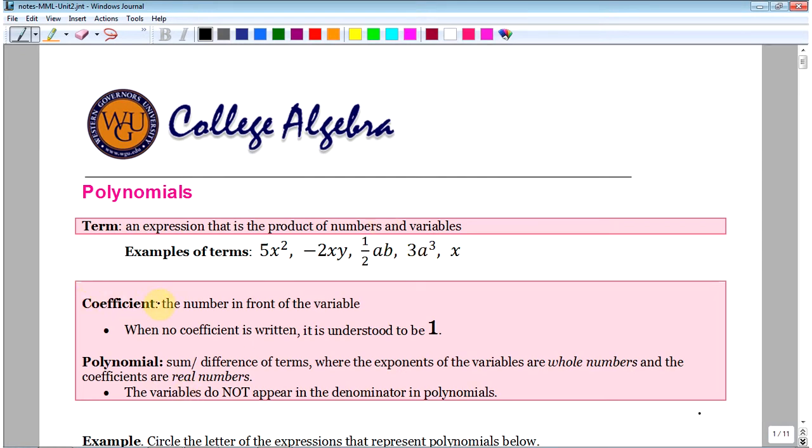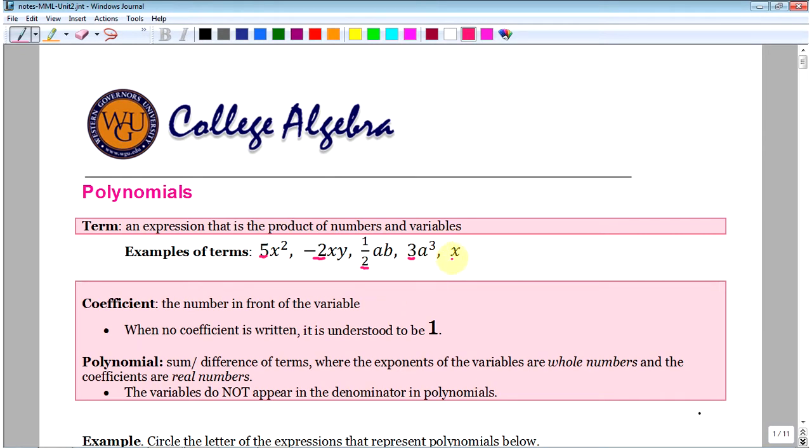A coefficient is the number in front of the variable. So if we go back to our terms again, in our first term, the coefficient would be 5. In the second term, the coefficient is negative 2. The third one, 1/2. 3 would be our coefficient in the fourth term.